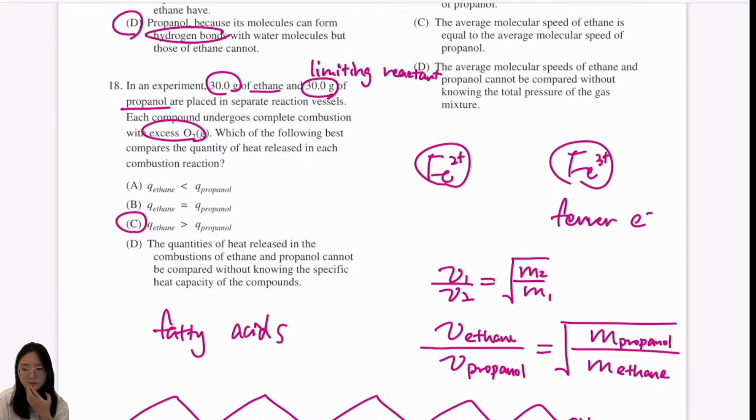This formula, I forgot the name. It's called effusion rate. You learn it when you learn the ideal gas law, and then the effusion rate ratio. I think there's a name, but I forgot the name. I think it's named after some scientist.